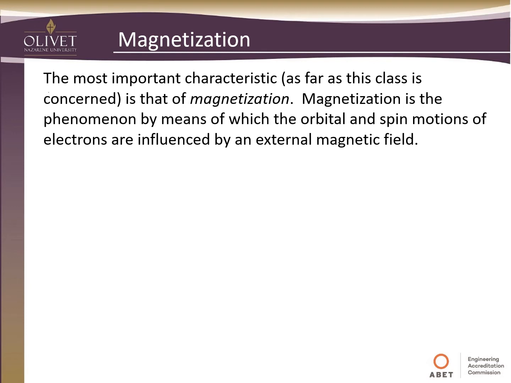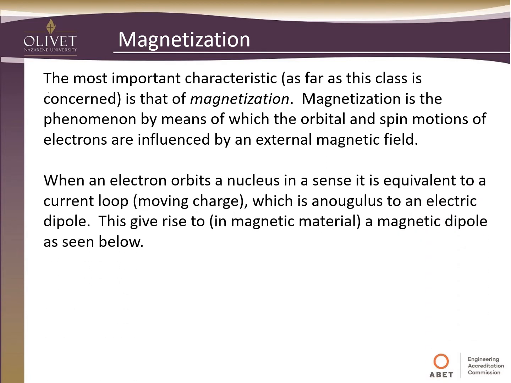Magnetization is the phenomenon by means of which the orbital and spin motions of electrons are influenced by some external magnetic field or force. So when an electron orbits a nucleus, if you think about it in a sense, this is equivalent to a current loop, that is moving charge. So this is analogous then to an electric dipole. So in these types of materials, this gives rise to a magnetic dipole as seen below.